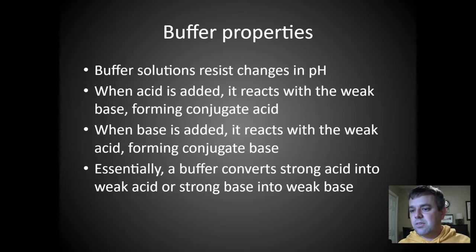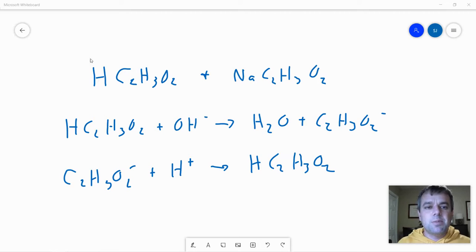So let's take a look at that real quick. If you have a buffer made of acetic acid or vinegar and sodium acetate, if you add a strong base, you're adding hydroxides. The hydroxides would react with the acetic acid to form water and acetate, which is your conjugate base. It's a weak base. If you add H pluses, you're adding a strong acid. The H pluses would react with your conjugate base to turn it into acetic acid. So like if you dump some hydrochloric acid in there, essentially it reacts with the acetate to turn it into acetic acid, which is a weak acid, thus minimizing its impact on your solution.